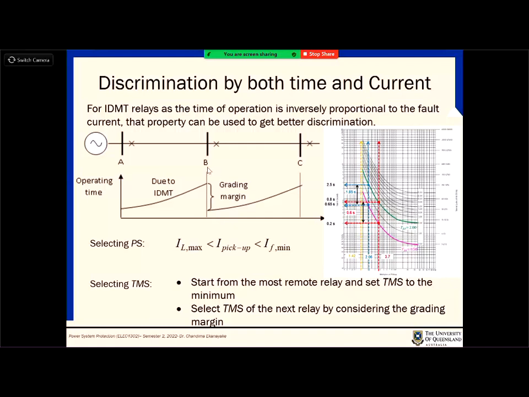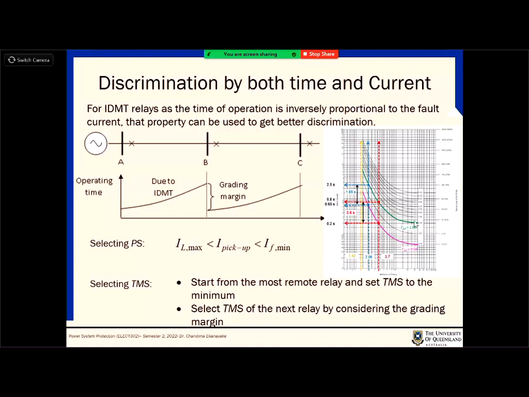So when I am moving from B to A, again operating time is reducing. Initially it started somewhere here, the operating time came here, suddenly jumped because of the grading margin, and then again it is reducing now. It's good because when you are going towards the source, the operating time is still reducing. So that is the advantage.